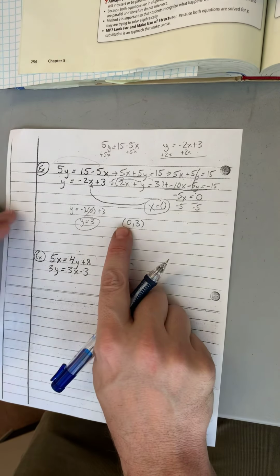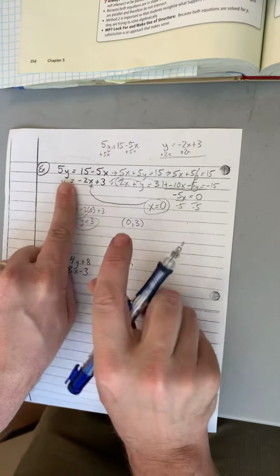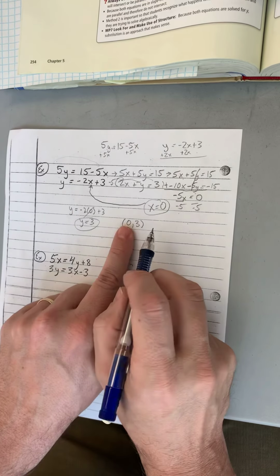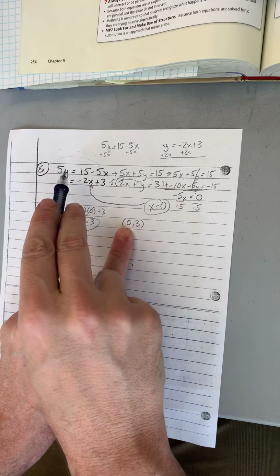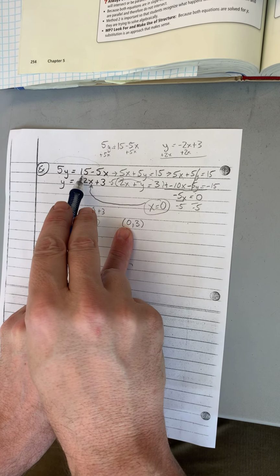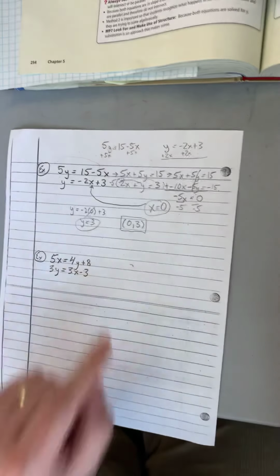Does it work? Well, if x is 0 here, that would go away. Y would certainly equal 3. If I look at the top equation, if this x is 0, this would go away. What's 3 times 5? 15. Does 15 equal 15? Yes. It does. I'll box it in.